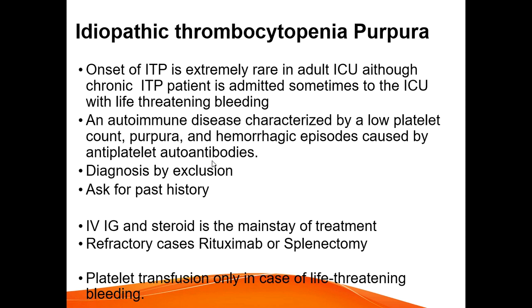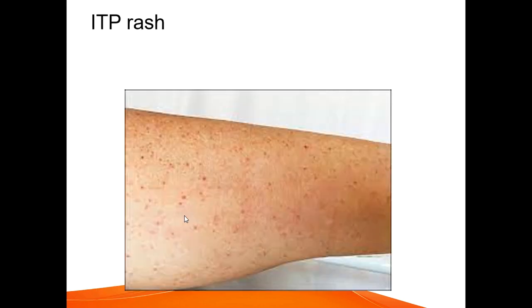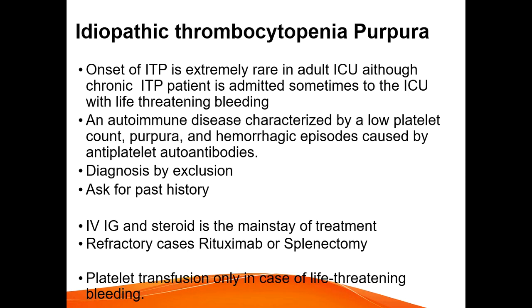ITP, usually the patient doesn't present to ICU, but they could be having an acute ITP or a chronic ITP and then they come. Here again, the treatment is not just giving platelets, treatment is giving IVIG and steroids. If a patient is bleeding actively, of course you give platelets, otherwise IVIG and steroids. And in refractory cases, if there is no infection, you can give rituximab and subsequently splenectomy. This is an autoimmune disorder characterized by low platelets, purpura and hemorrhagic episodes due to antiplatelet antibodies.